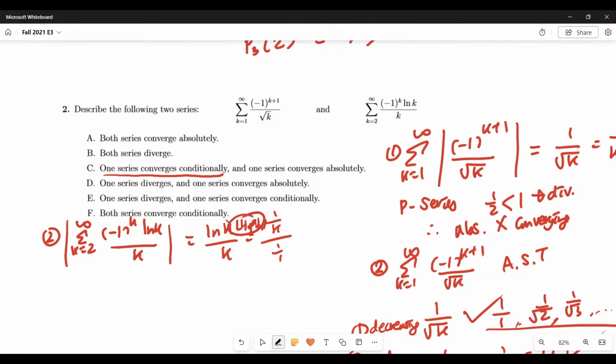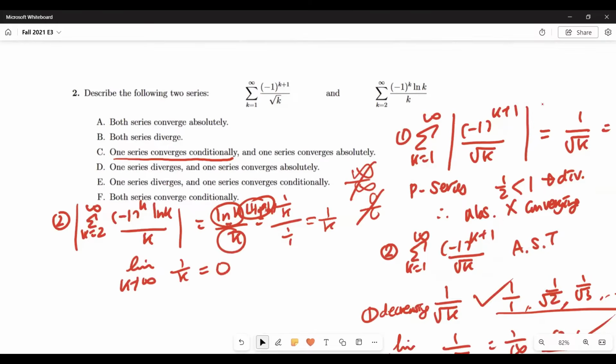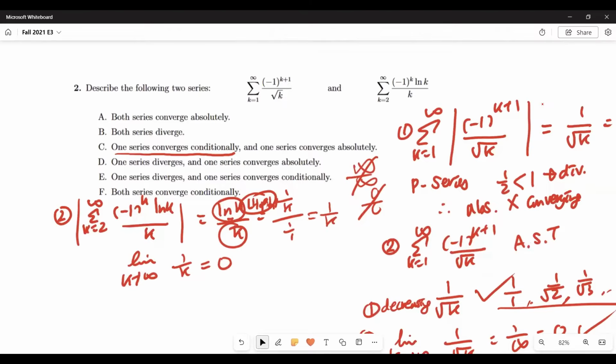L'Hopital is basically taking the derivative of both the numerator and denominator, so we get not the negative infinity over infinity or 0 over 0. So this is 1 over just k, and the limit as k goes to infinity of 1 over k is just 0, right? But we don't have to take the infinity actually. We just have to check whether 1 over k is converging or not.